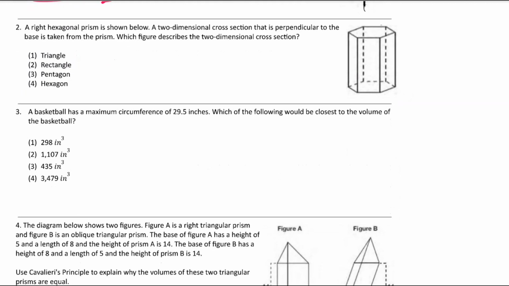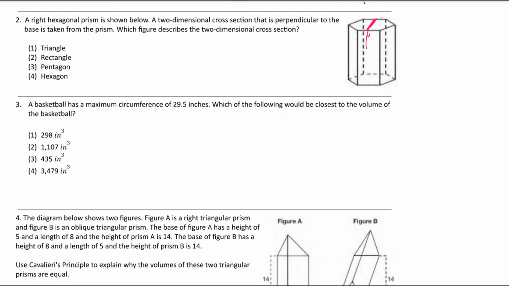Number 2. A right hexagonal prism is shown below. A 2-dimensional cross-section that is perpendicular to the base, so we're cutting it this way and seeing what the cross-section is, because that would be perpendicular to both of those hexagonal bases. Which figure describes the 2-dimensional cross-section? So if you try to picture what would happen, in this case if you cut it right down the middle, what kind of shape that would be? It looks to me like it would be a rectangle.